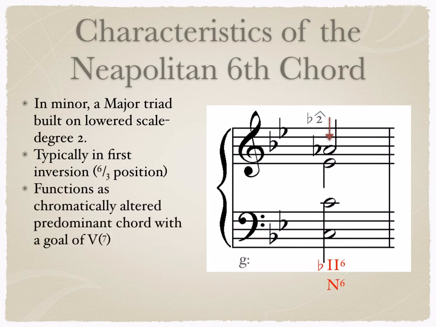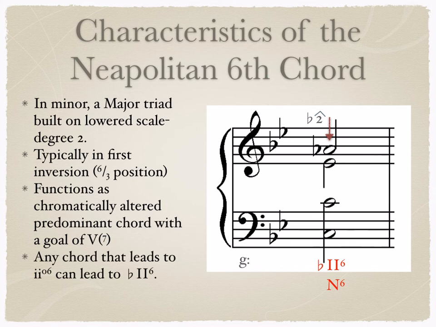The Neapolitan functions as a chromatically altered predominant chord with the goal of 5 or 5/7. In other words, it functions just like 2, but with more spice in the diatonic version. This means then, if it functions just like 2, that any chord that leads to 2 can also lead to our Neapolitan.